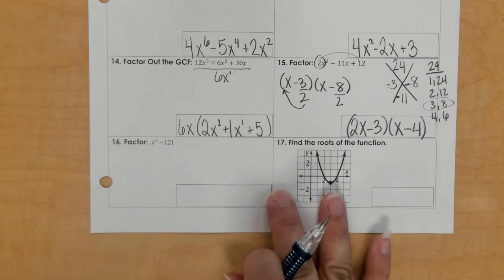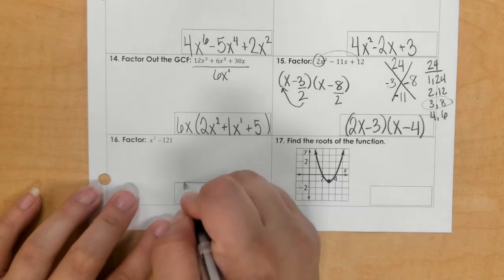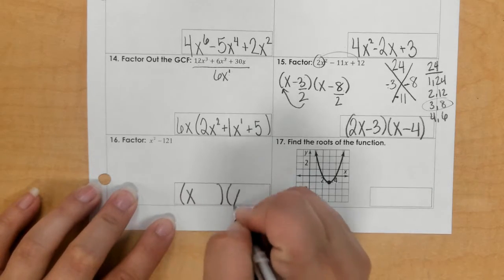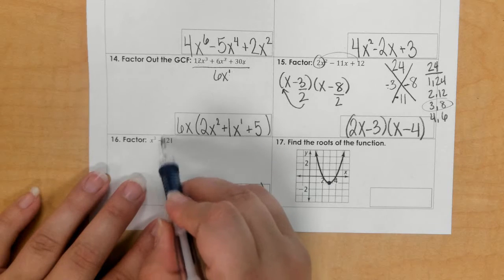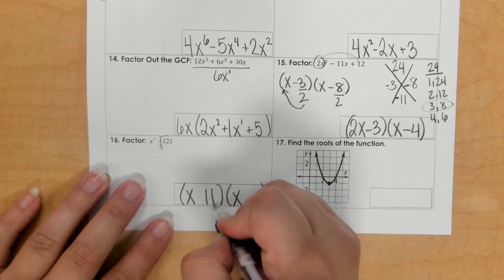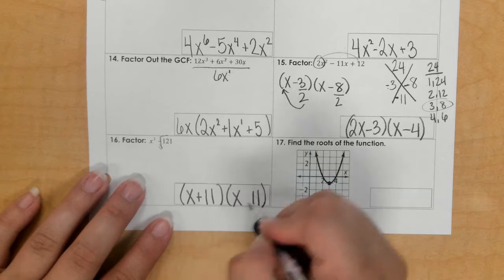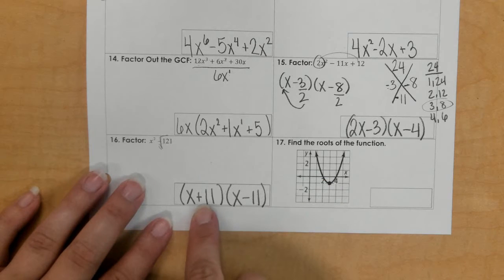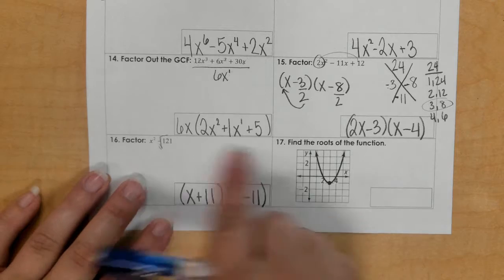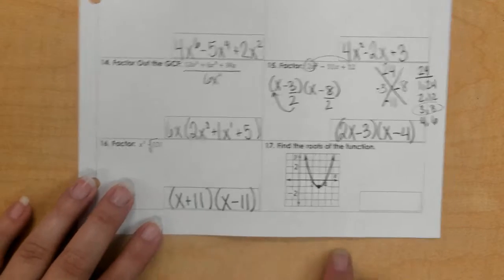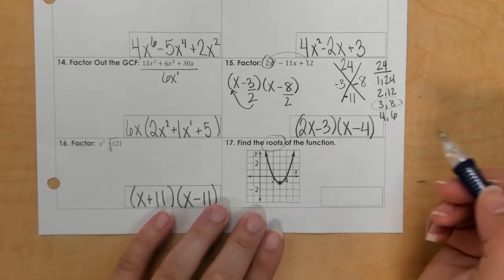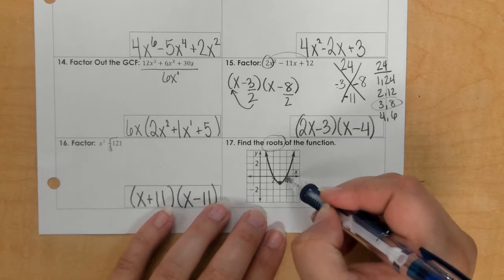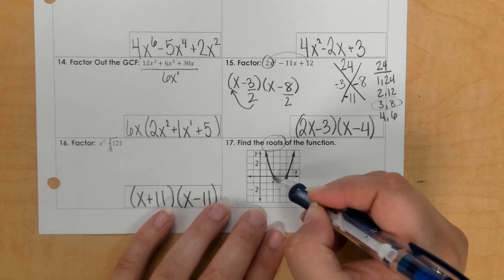In number 16, this is just a special case. So you have x and x. You're just figuring out what's the square root of 121. And that's 11, and you put plus or minus because a positive 11 times a negative 11 is a negative 121.